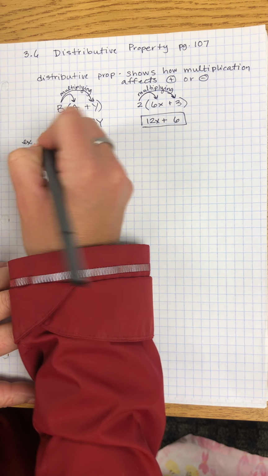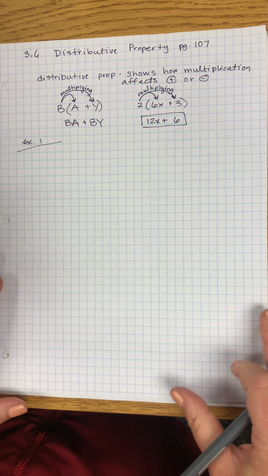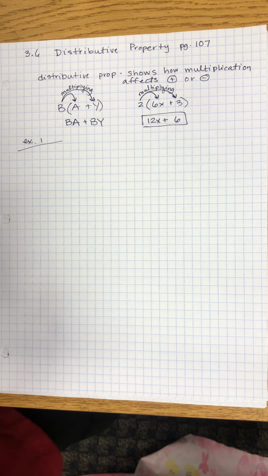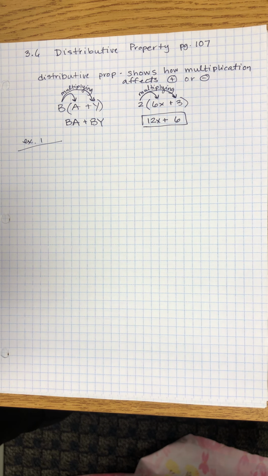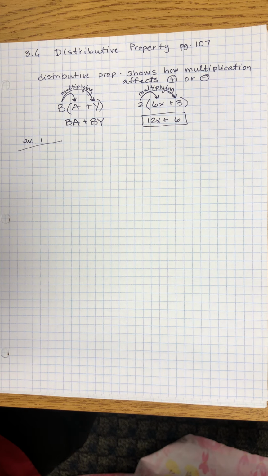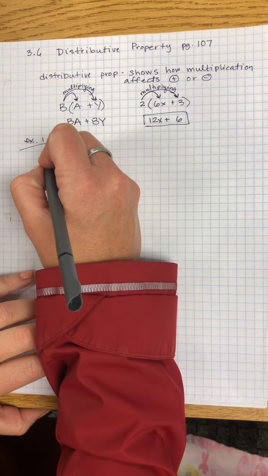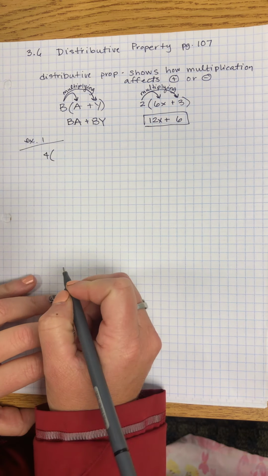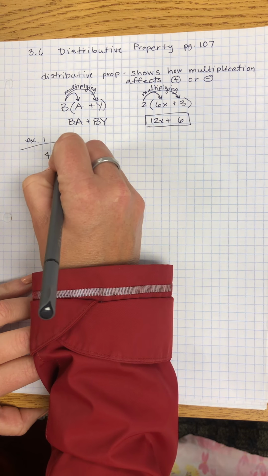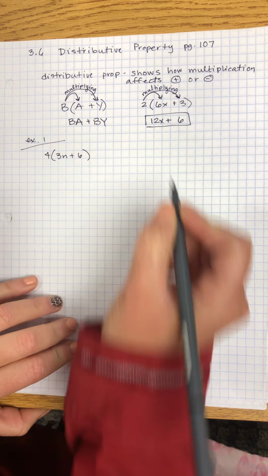Okay, let's do some more. So now we've seen it, okay? So you have whatever's on the outside. You're multiplying by everything on the inside, distributing. You're distributing that outside number to all the numbers inside. Great. Let's do 4 on the outside times 3n plus 6.